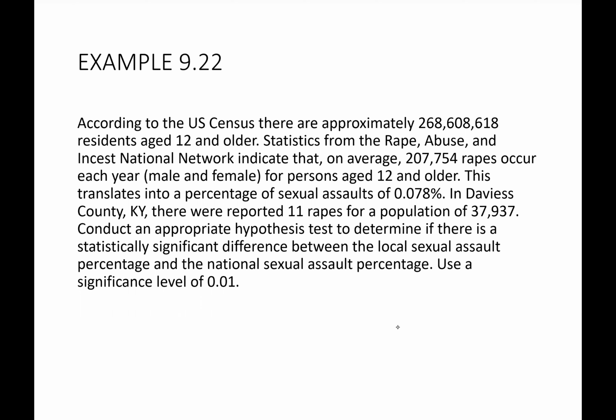Okay. According to the US Census, there are approximately 268,608,618 residents age 12 and older. Statistics from the Rape, Abuse, and Incest National Network indicate that on average, 207,754 rapes occur each year, male and female, for persons aged 12 and older. Well, that's a sobering statistic, isn't it? This translates into a percentage of sexual assaults of 0.078%.